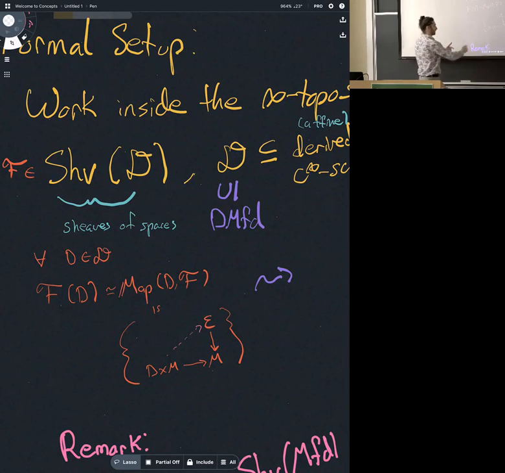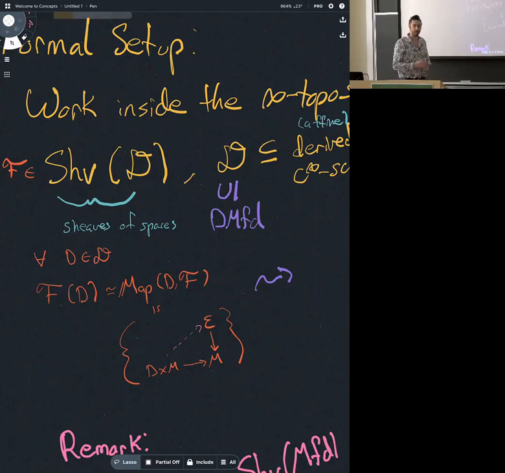Now, this is actually a space, because maps from a derived manifold to a manifold form a space. What is the epsilon? It's the configuration bundle. Sections of this is F. This is a bundle, and now I'm just looking at D-parameterized sections. And that tells you how to look at its functor of points.